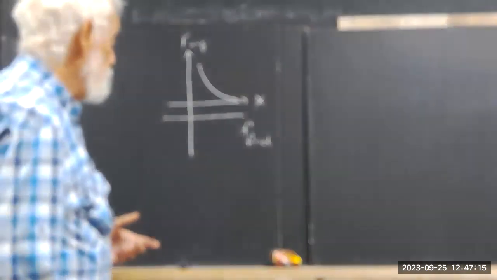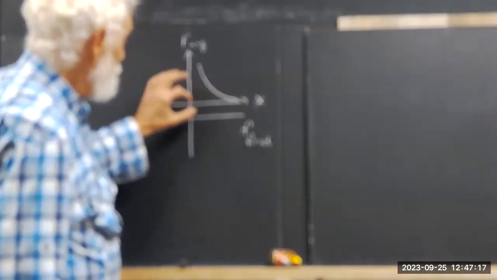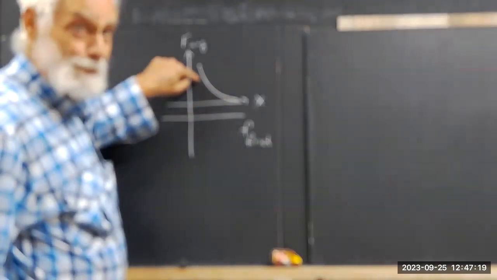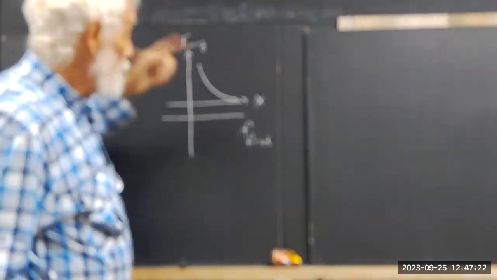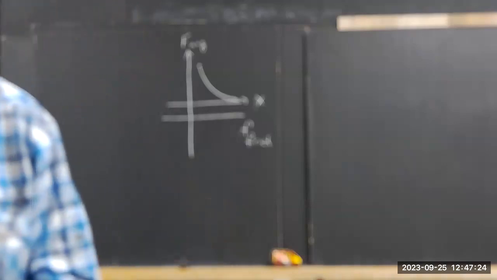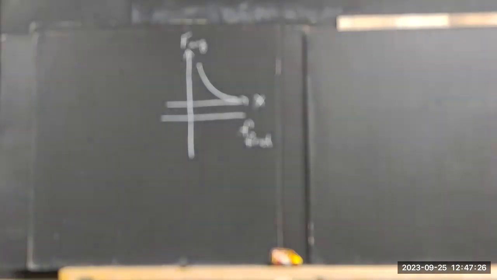Okay. So what's the net force? Well, the net force at every point of this graph is going to be this far below this. Okay. When is a force zero? Let's discuss that real quickly. Just when is the force zero?